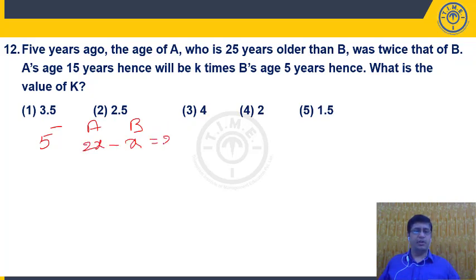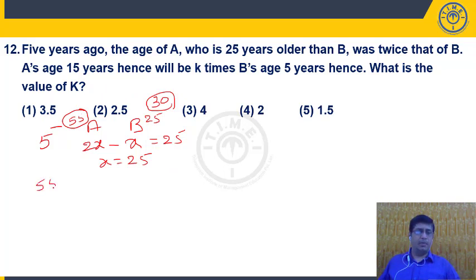Now what is the difference here? 25 years. What does it mean? x is equal to 25. x is equal to 25 means the age of B 5 years ago is 25. What is the present age? 30 years. Similarly A, 2x means 2 into 25, it is 50. Plus 5, 55. Am I clear? Then what to find here? A's age 15 years hence.